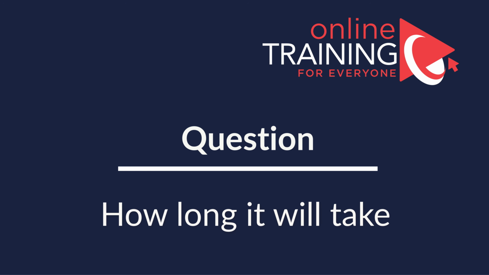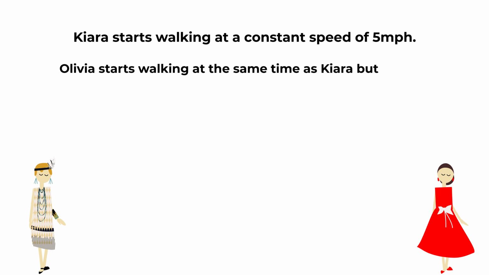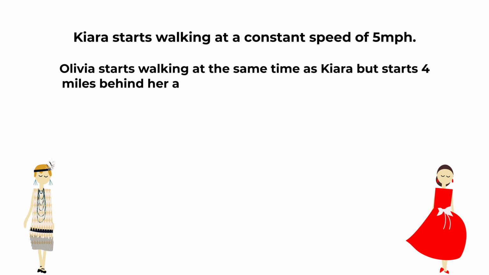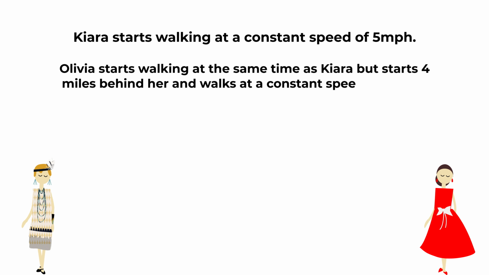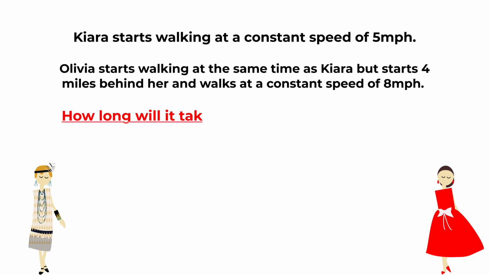Kiara walks at the constant speed of 5 miles per hour. Olivia starts walking at the same time as Kiara, but starts 4 miles behind her and walks at a constant speed of 8 miles per hour. How long will it take for Kiara to catch up with Olivia?